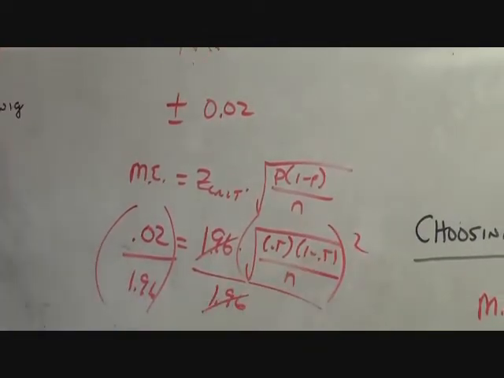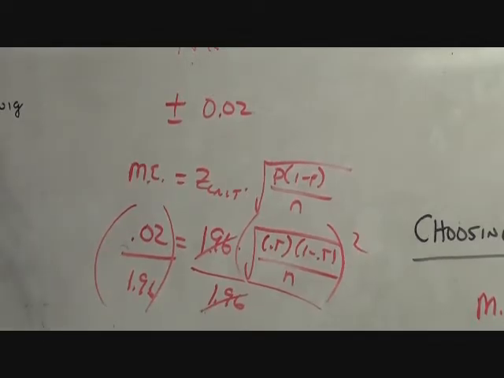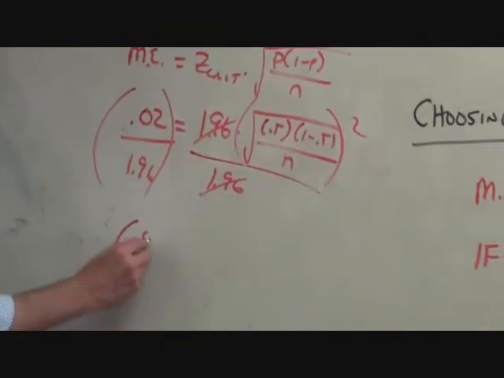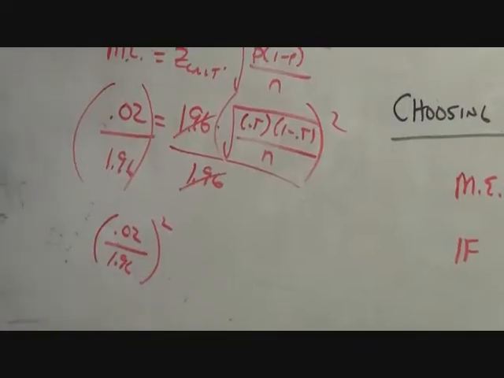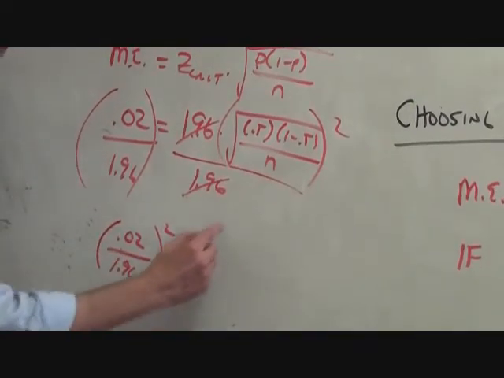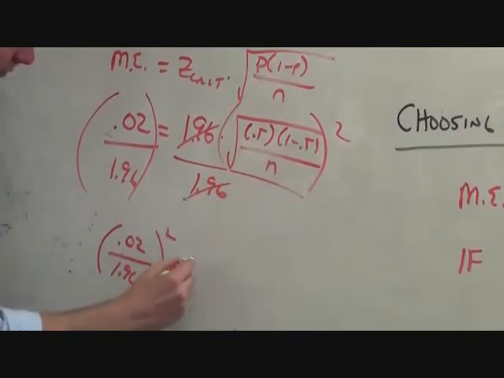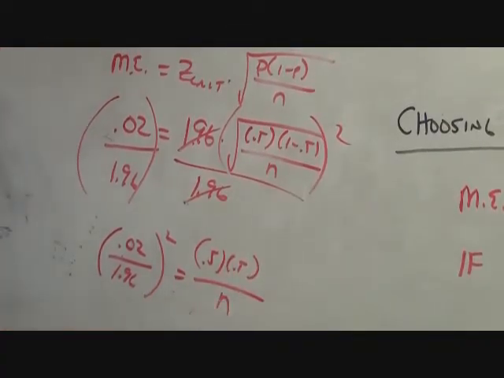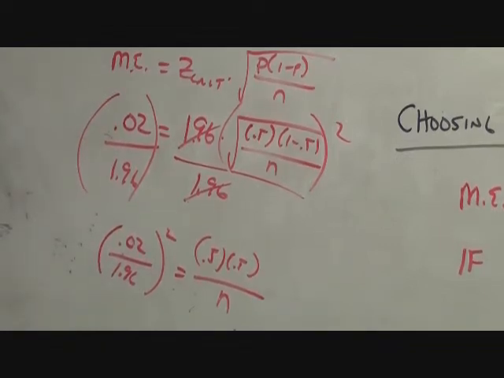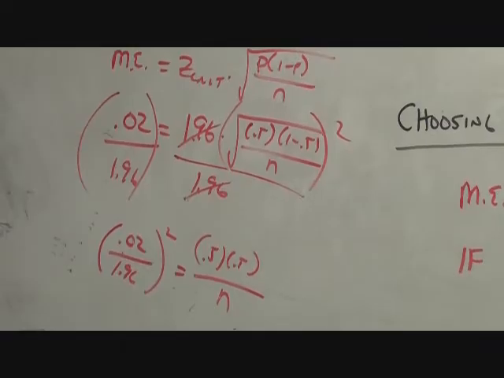All right, let's clean this up now. This is the part that usually gets people. This is the part that people mess up on. So here's what I've got now. I've got 0.02 over 1.96 squared is equal to 0.5 over n. What do you want to do now?